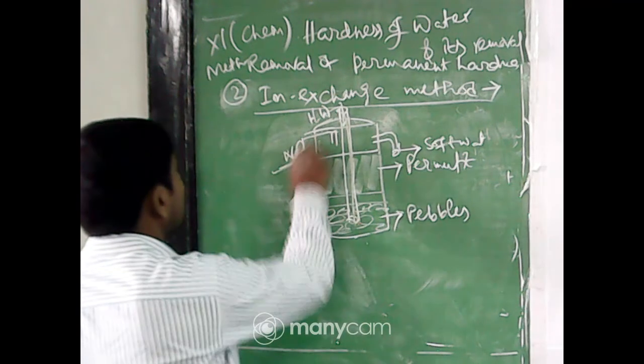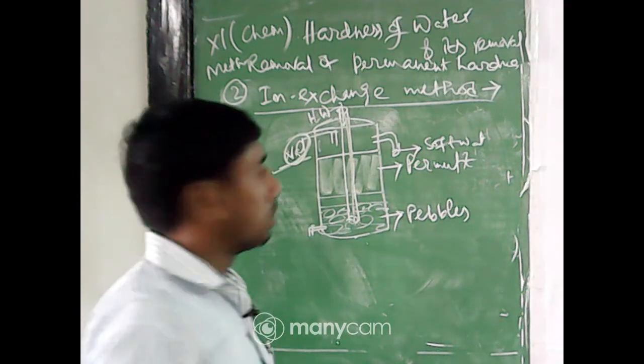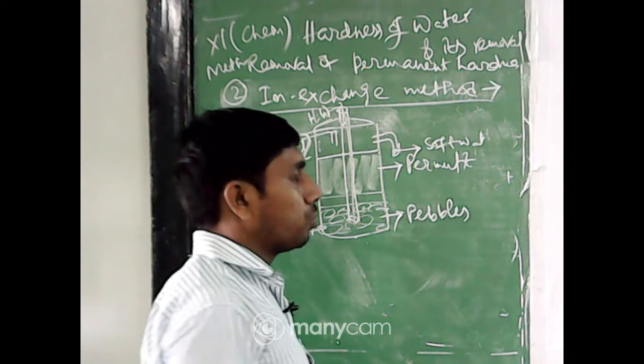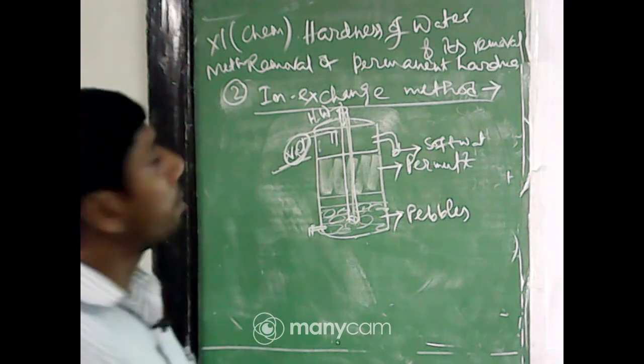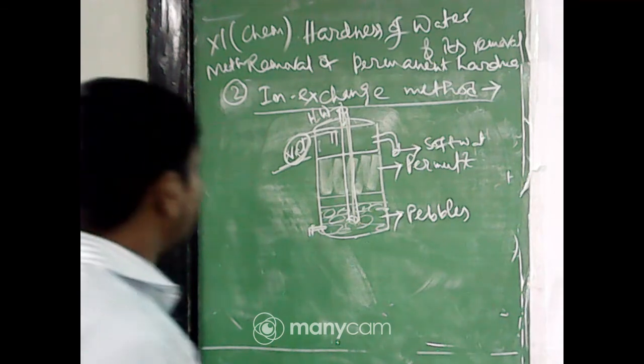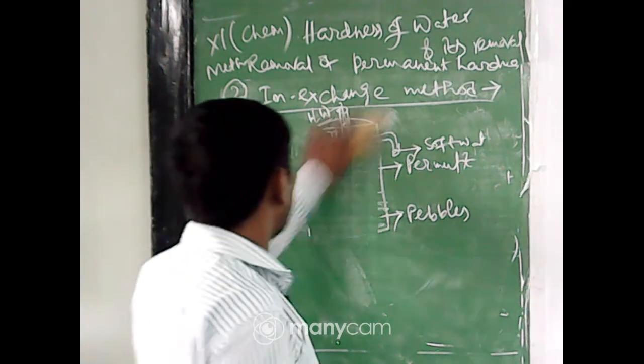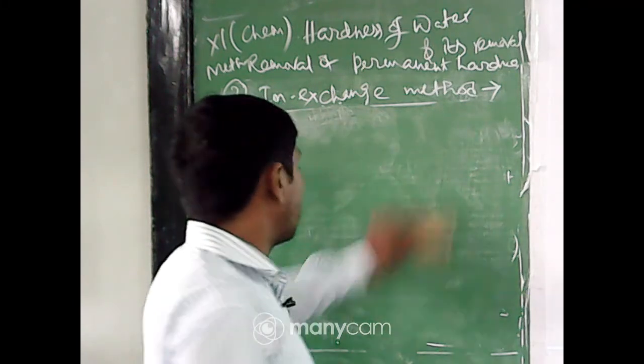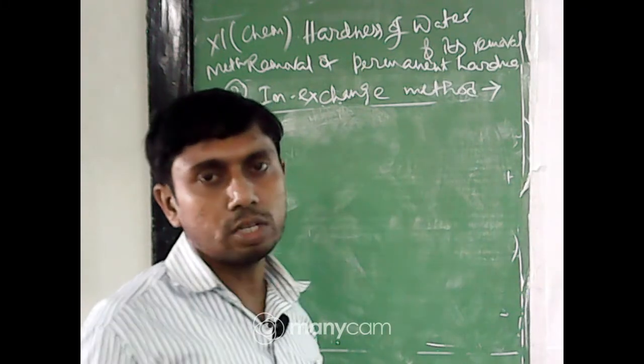Now, what is the role of sodium chloride? It is used to recharge the permutite. How is it recharged? For example, because you can see in the diagram, a limited amount of permutite was taken.